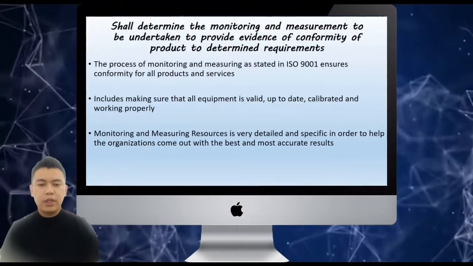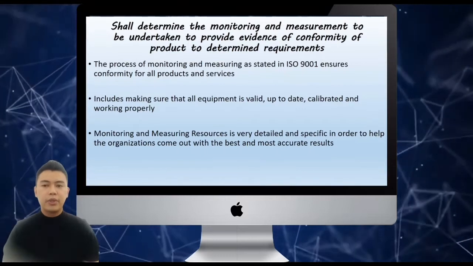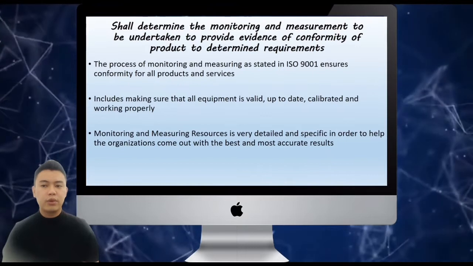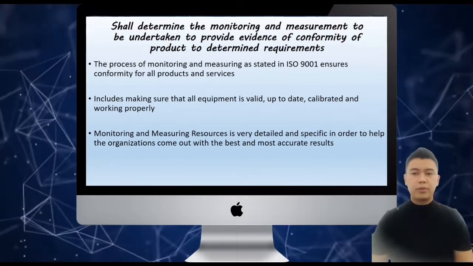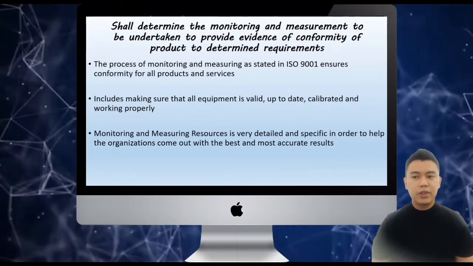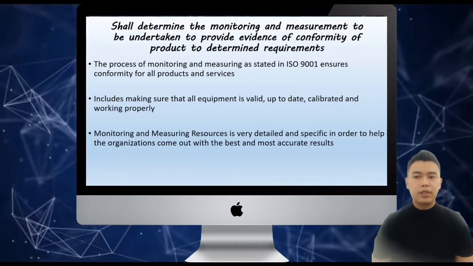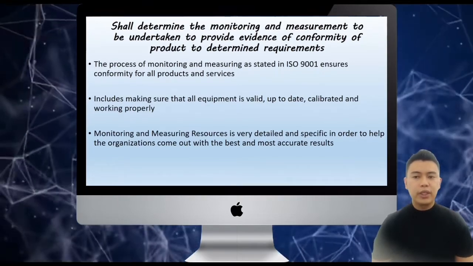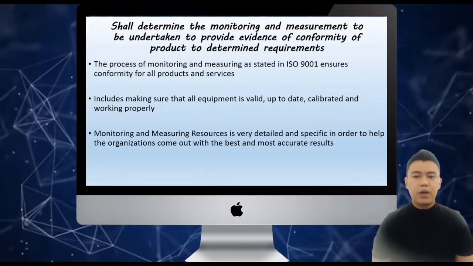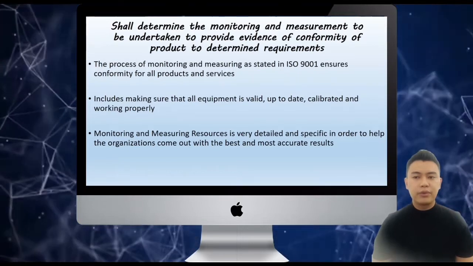Next, I will explain more about how the organization shall determine the monitoring and measurement to be undertaken to provide evidence of conformity of product to determine the requirement. The process of monitoring and measuring as stated in ISO 9001 ensures conformity for all products and services. This includes making sure that all equipment is valid, up to date, calibrated and working properly. All measurements that are taken must be accurate and recorded for monitoring purposes.